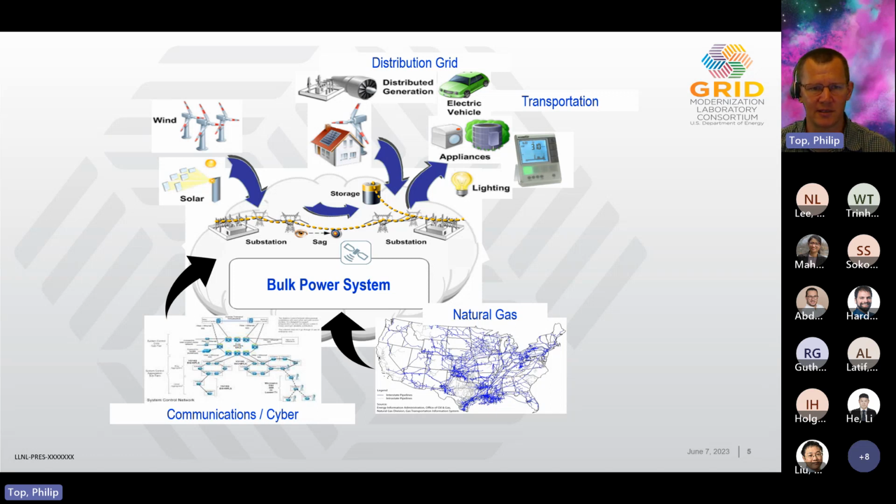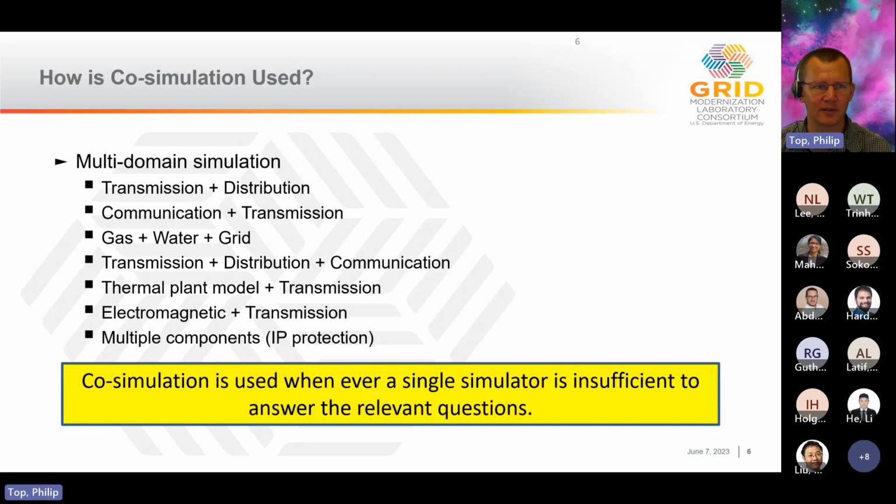When you start to consider threats or impacts to the national power system, you need to be able to consider potential aspects of all these different things. That gets into the multi-domain aspects of Helix and why we really wanted to do this. With co-simulation, we can couple transmission, distribution, gas, water, grid, going down into the details of a thermal plant model, how it interacts with the transmission network, electromagnetic simulation, transmission components. Basically, whenever a single simulator is insufficient to answer the relevant questions, that's when you need co-simulation.